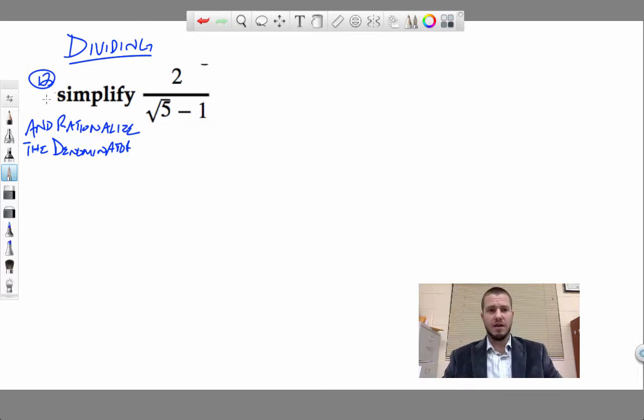I believe this one is number 12, and we're going to be dividing, and I have a radical in the denominator, so I'll need to simplify it and rationalize the denominator. Well, right now I can't simplify anything at this point, so all I'm going to do is rationalize the denominator. And a lot of times that's all you really need to do. So because it's a binomial, I'm not just going to multiply by the square root of 5, because I will still end up with a radical here.